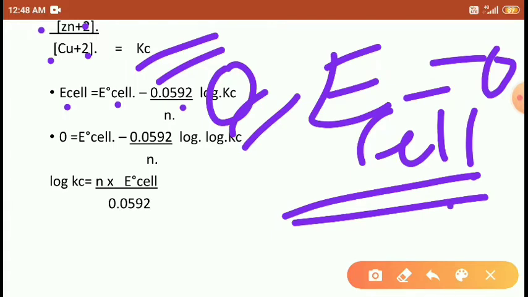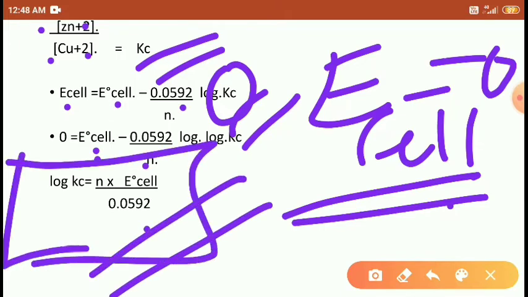If the reaction stops, the cell potential remains 0 here. And the standard condition E naught cell is 1.10 volt, with n equal to 2 for this cell. Right, friends? So log Kc is equal to n into E naught cell by 0.0592. This is the formula to find the equilibrium constant from the cell potential.